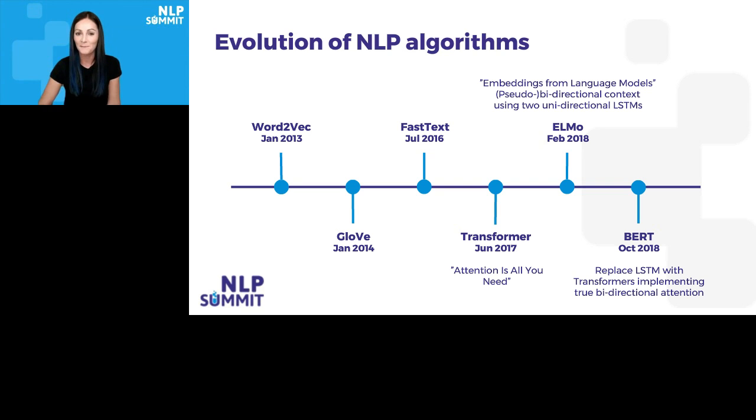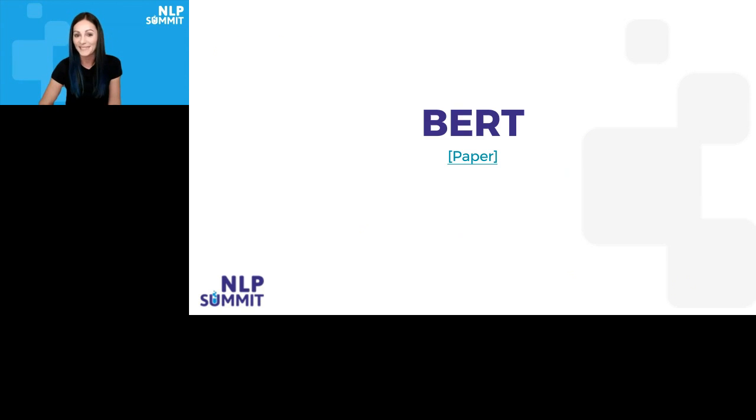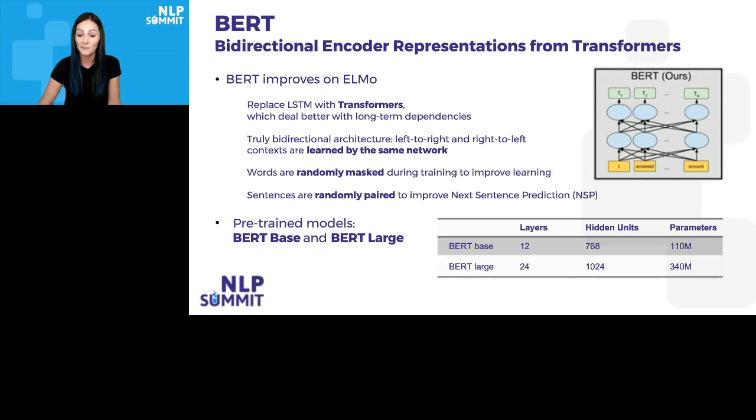All right, that was a brief walkthrough on the different models and a little bit of what happened the last couple of years. Now let's really jump into the BERT family of models and see why they've become so popular. So BERT stands for Bidirectional Encoder Representations from Transformers. And BERT improves on ELMo in a couple of things. It replaces LSTMs with transformers, which deal better with those long-term dependencies.